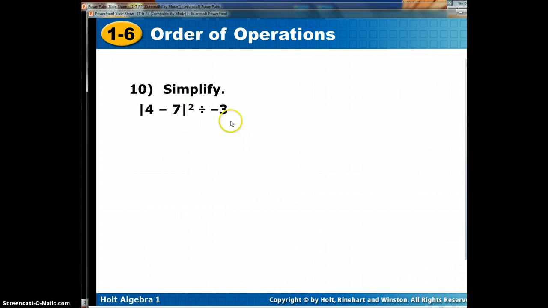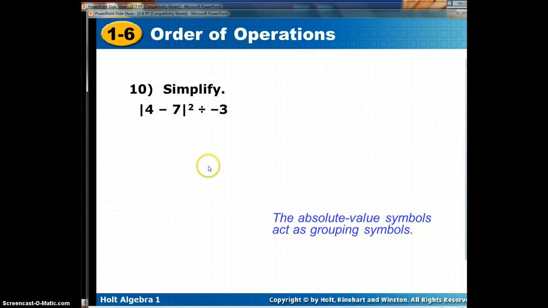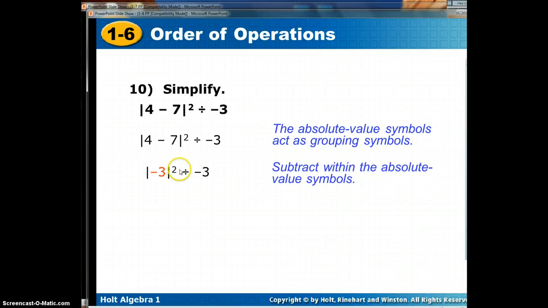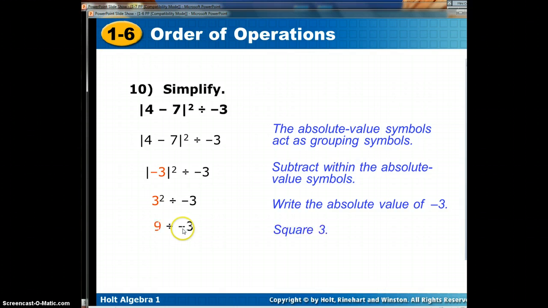Next problem. We have absolute value symbols here. We have to do what's inside the absolute values first. 4 minus 7 is -3. Then we have to take the absolute value of that, which is 3. Finally, then we have to do exponents before division. 3 squared is 9, and 9 divided by -3 gives us our answer of -3.